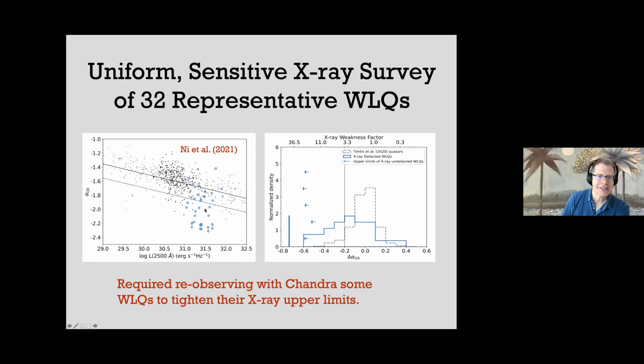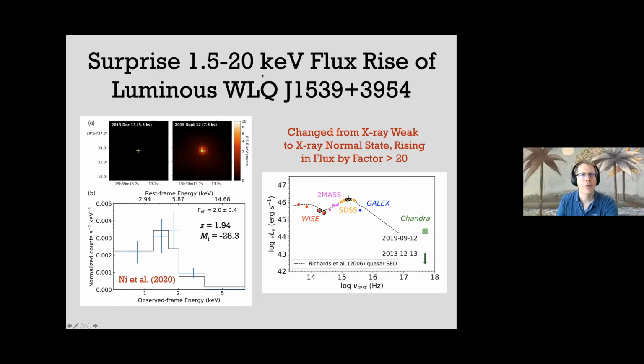And we were surprised when we had reobserved one of these weak-line quasars to find that it had exhibited a dramatic flux rise. This is the system, it's J1539. Back in 2013, we had observed it in a Chandra snapshot, and it was totally undetected, quite X-ray weak. And here it was in 2013 compared to a typical quasar SED. It was notably X-ray weak.